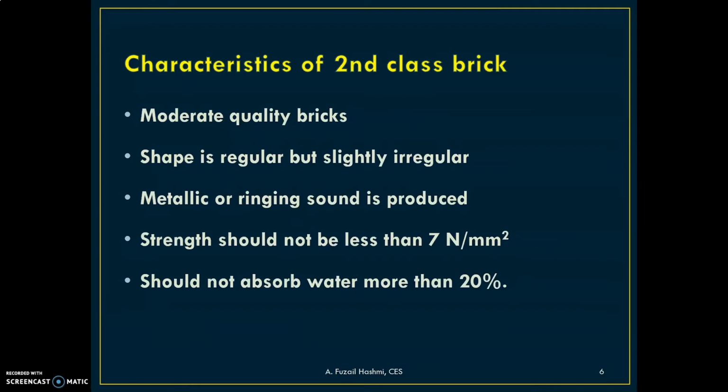Characteristics of second class brick: it should also be well burnt, but it is slightly overburnt, and it is basically known as moderate quality brick. Some irregularity is there in the shape, and it also gives a metallic or ringing sound. Here in the second class brick, the strength should not be less than 7 Newton per mm square. And when this second class brick is immersed in water for 24 hours, the water absorption should not be more than 20%.